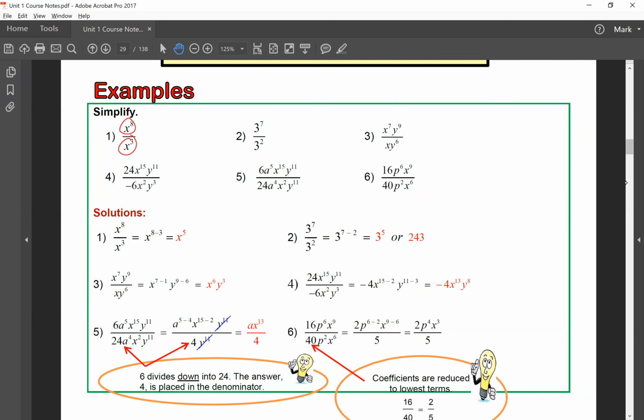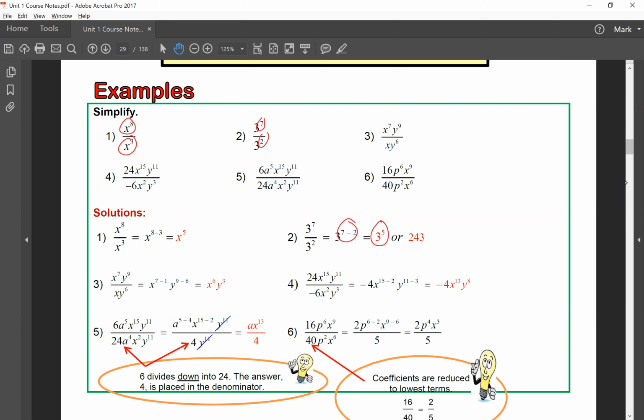Question number 2, equally as simple. The only difference here is the base is not a variable, it's a number. So I have 3 to the power of 7. On the top, I have 3 times 3 times 3, 7 times. And then on the bottom, I have 3 times 3, or 3 squared. So I'm going to remove 2 of those, right? So 7 minus 2. The answer is 3 to the 5.